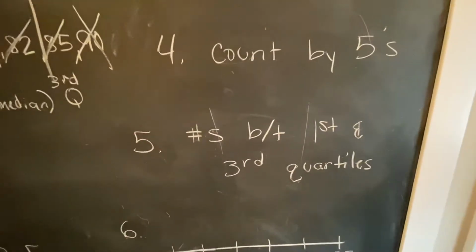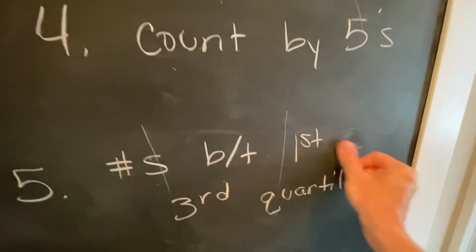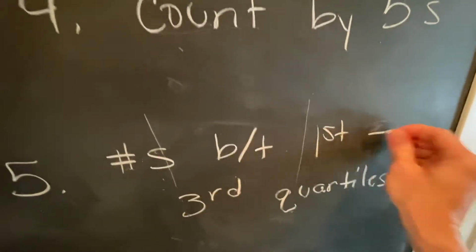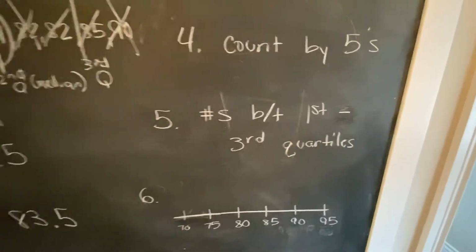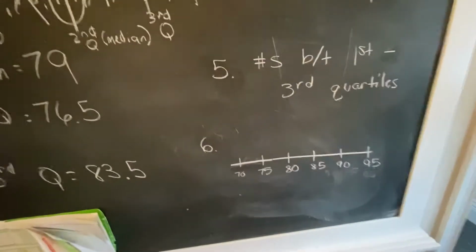Then number 5 in the book says, what values are included inside the box plot? We're going to talk more about this as the week goes, but basically it's the first through the third quartile. So first, second, and third. Okay, so now drawing the box plot.